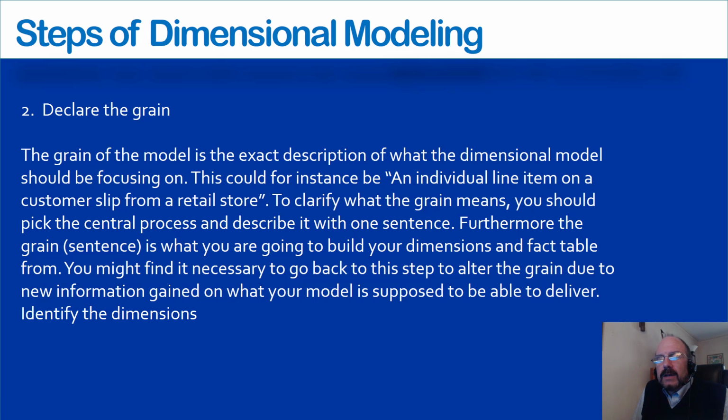Then declare the grain. It's a good idea to try to be formal about this because you want to communicate this to everybody involved, the stakeholders of the warehouse, so everybody's in agreement on what you're doing and you don't find yourself down the road in a disagreement. So in here I have an example, an individual line item on a customer slip from a retail store. It's pretty clear, lowest level of detail. And you need to make sure everybody understands what that is.